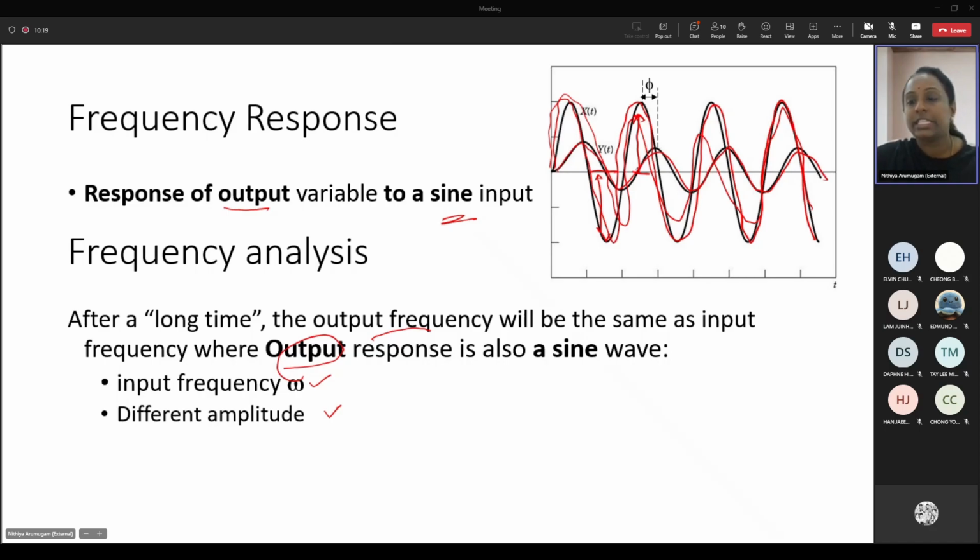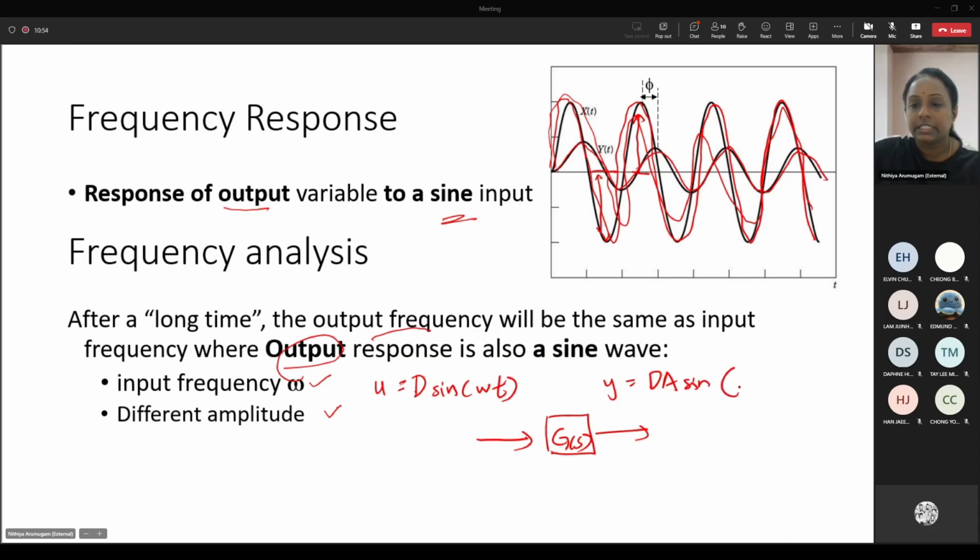Okay. So let's say we have a response. I'm just giving an example. Let's say we have a response of a system in a sinusoid form. Let's say our input as U, okay, I have a controller system, input as U and output as Y equals A sine WT plus the argument.